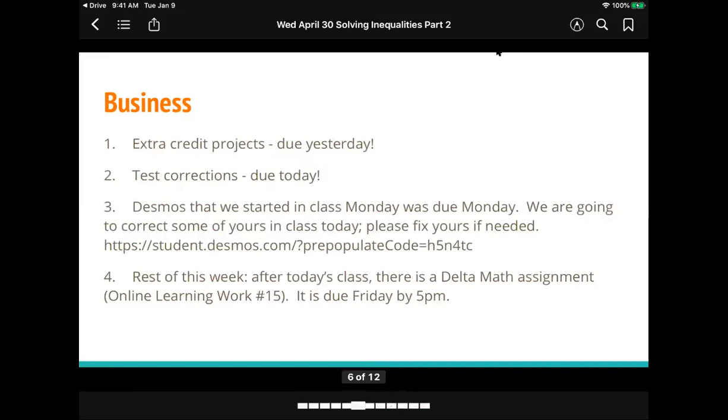Test corrections, for those of you that wanted to do test corrections, are due today. I did one test correction with one student, and I think 2 of you reached out to Miss Downs to do yours. So if you want to do test corrections, they need to be done today. The Desmos that we started in class on Monday, you needed to finish that, okay? We're going to check a little bit of that out. Some people think they're all right, but they're not. So we'll see how people are doing on that.